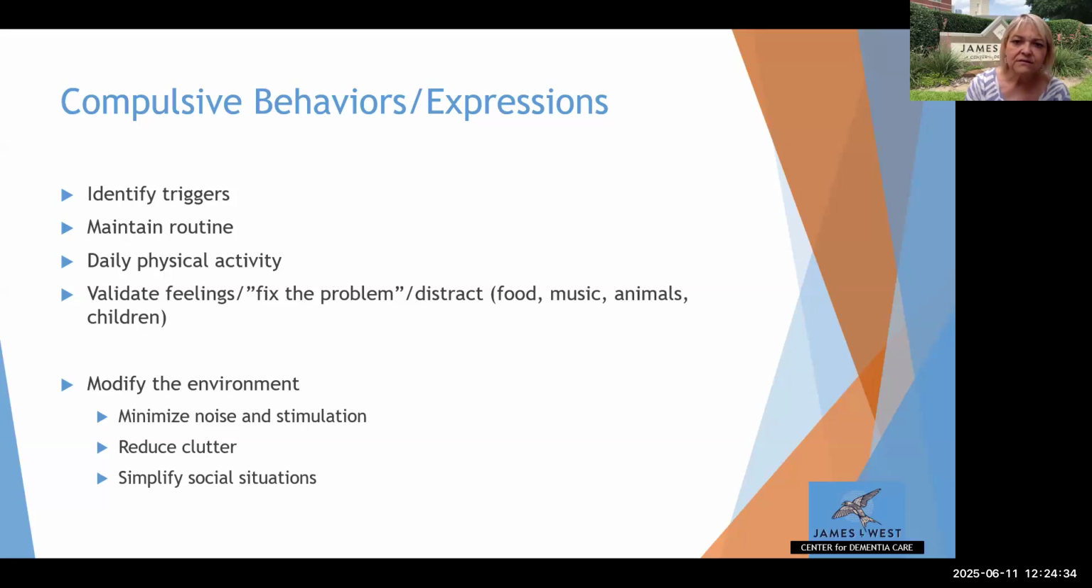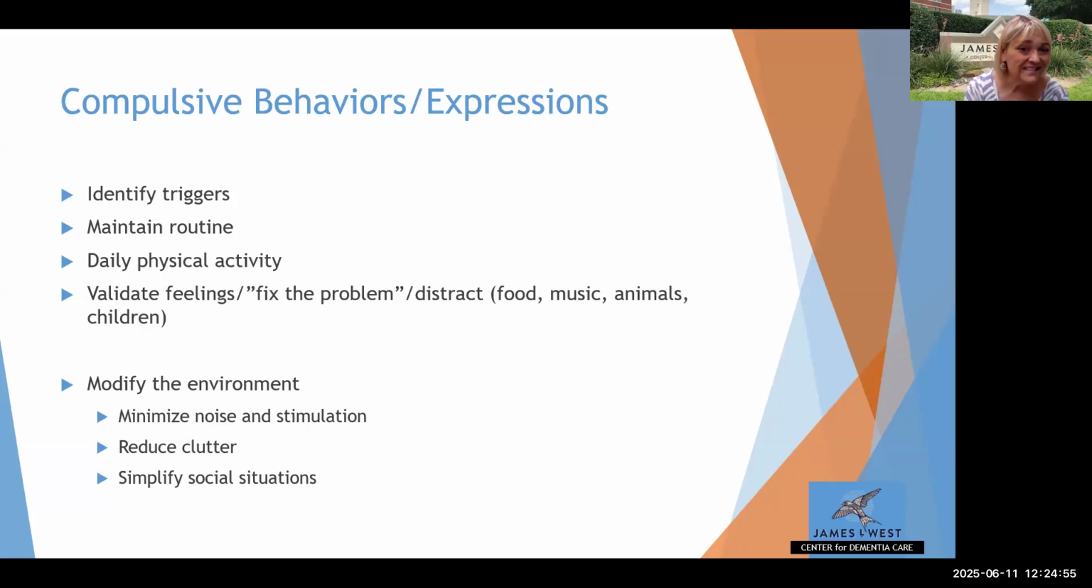Okay. Okay is a great word to say to somebody with FTD. Okay. I heard you. Okay. This is hard. This is hard, isn't it? We're going to do it together. I'm right here with you. Try to fix the problem. We talk about validate, fix, distract. Try to fix the problem.